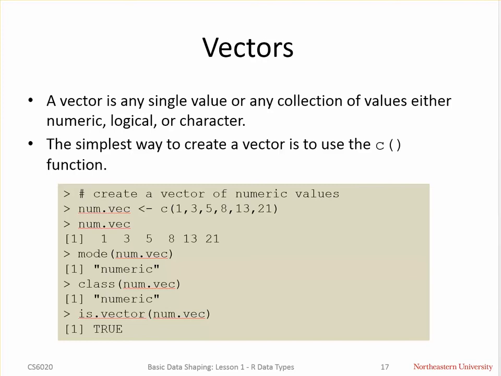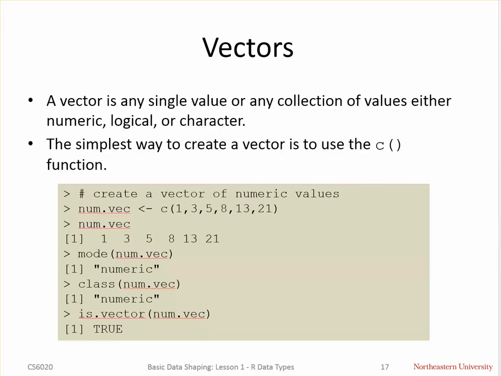So far we've created a lot of vectors, but I don't really talk much about the vector data type itself. We introduced it in a very high level, very tangential way in a previous module, but we never really got into explaining exactly what a vector is. A vector is any single value or any collection of values, either numeric, logical, or character. So if you assign a single value to a variable, that's actually considered to be a vector of one element. You can create a vector by assigning a number, or text, or logical true or false to it, or you can use the c function, the concatenate function, to create a vector.